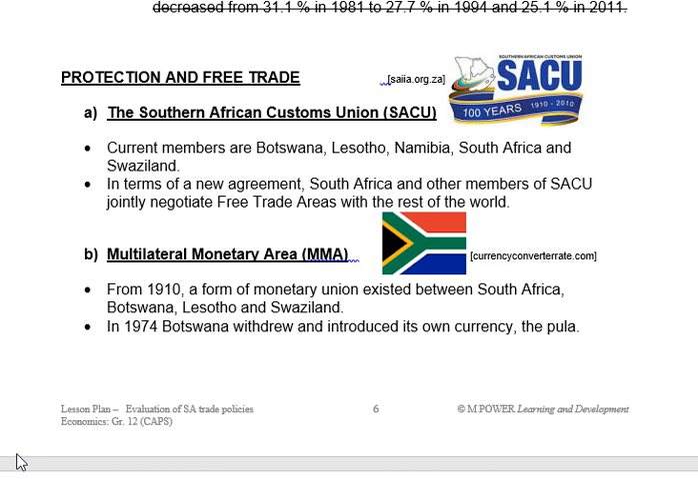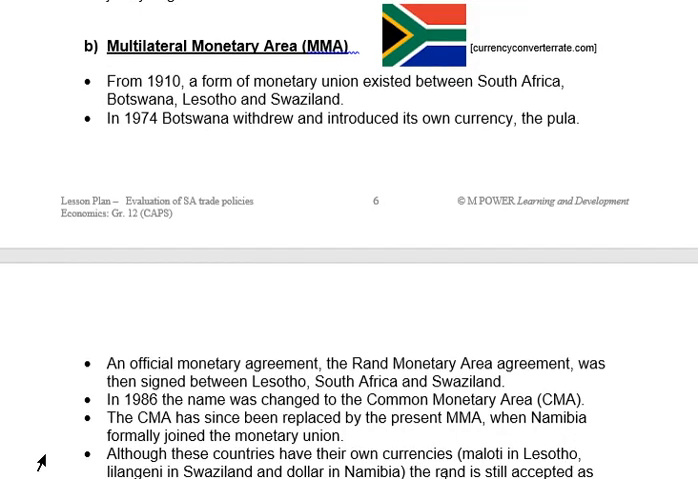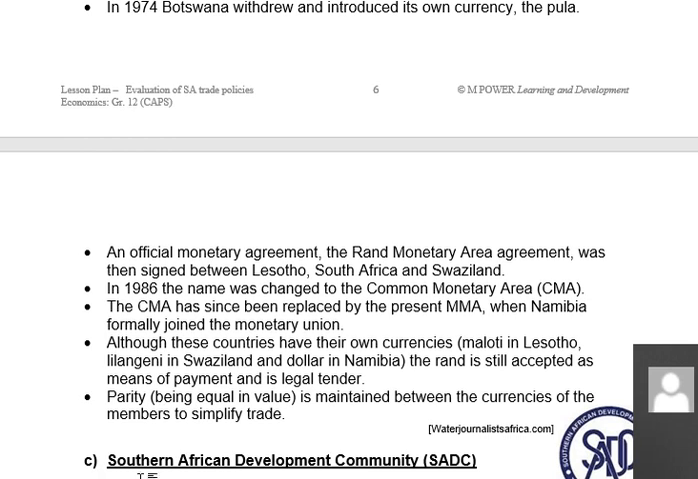The second trade protocol we're going to look at is called the Multilateral Monetary Area, or the MMA. Just to give you the history behind this, from 1910 there was some kind of monetary union between South Africa, Botswana, Lesotho, and Swaziland, where all of these countries used the same currency back then. Then in 1974, Botswana withdrew from the agreement when they introduced their own currency, the pula, which is the one that they are using.